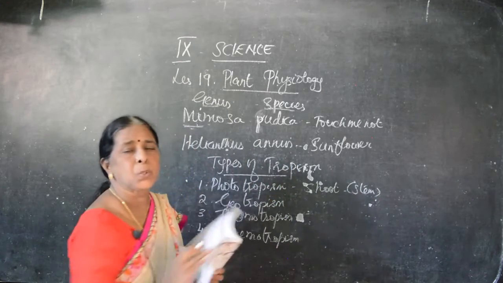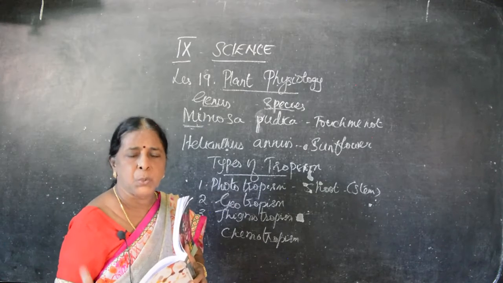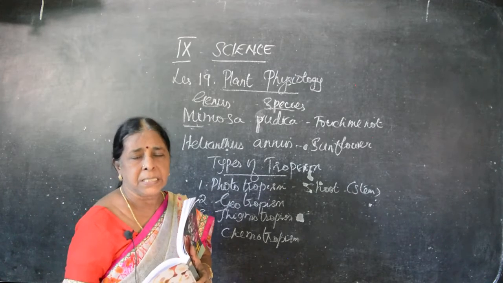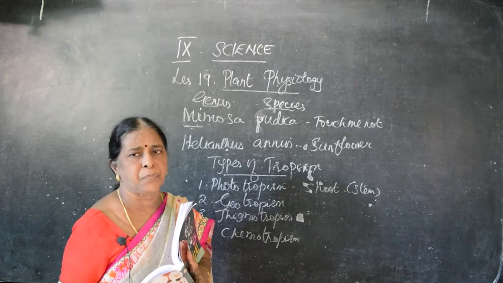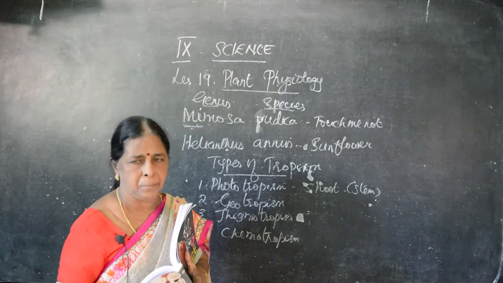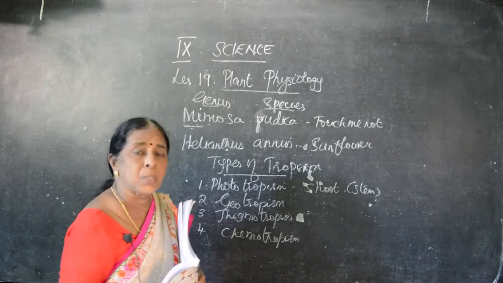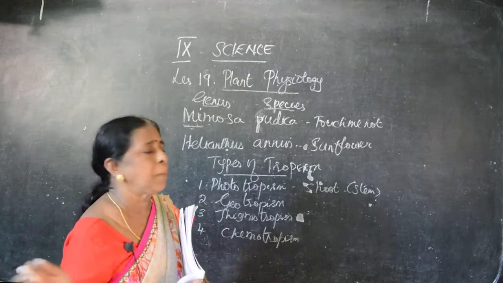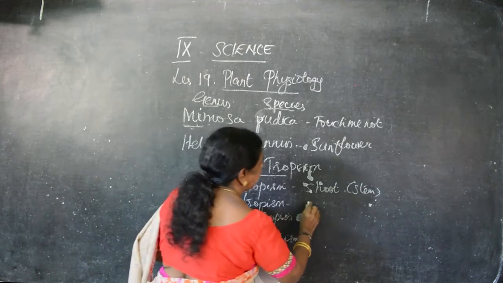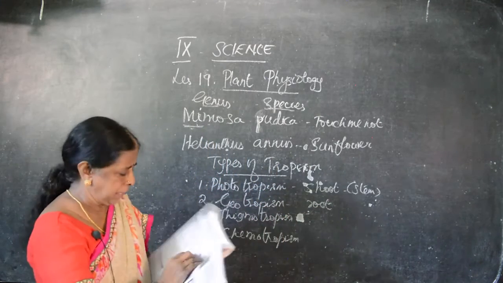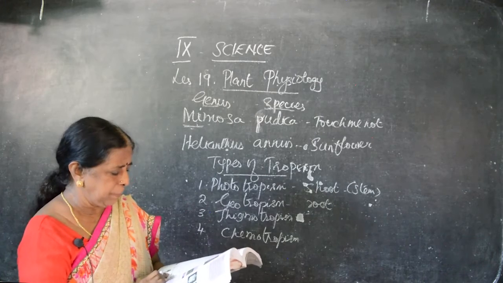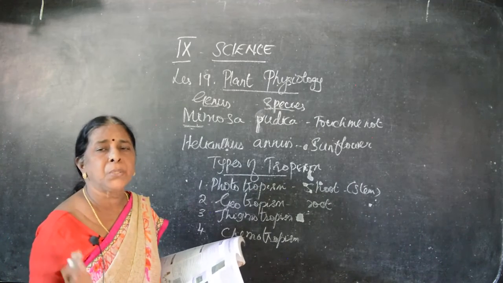Clear. Next we have to go to geotropism. Geo, geography, geology. Studying of soil is known as geology. Studying of earth is known as geography. So geo means below the soil. So the root of all the plants grows towards the soil. That is geotropism. Clear.